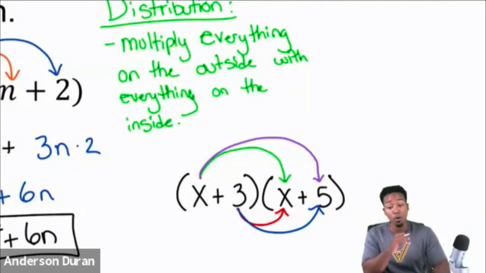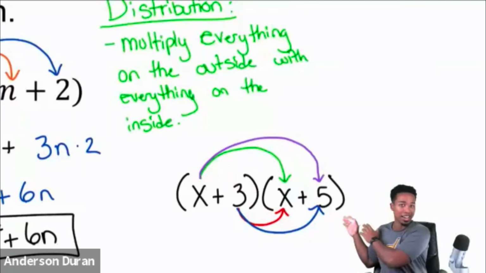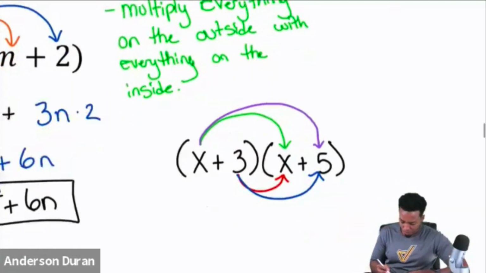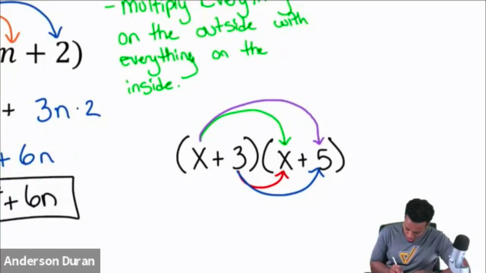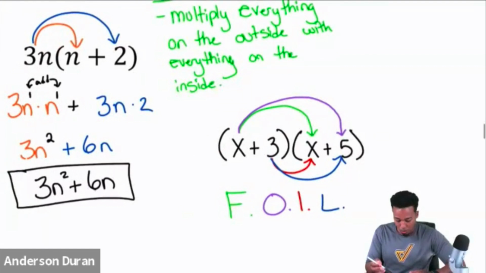Now, where FOIL comes in, they teach you FOIL as a way to simplify this. Watch me do this. I'm going to say F. Then I'm going to say O. Then I'm going to do I for inside. Then I'm going to do L for last. That's how they teach you in class, right? But what do you notice?